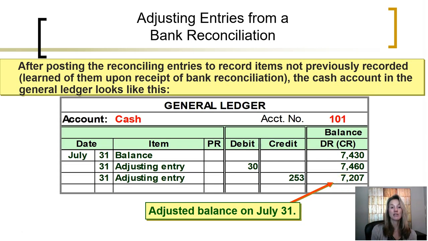So after posting these adjusting entries into the general ledger, these reconciling items that were on the bank statement are now recorded, and the cash account in the general ledger now appears as such. The ending balance agrees with the balance reported on the bank statement.